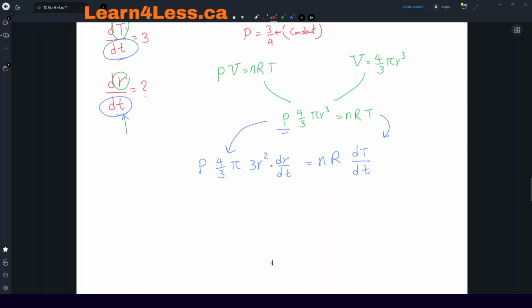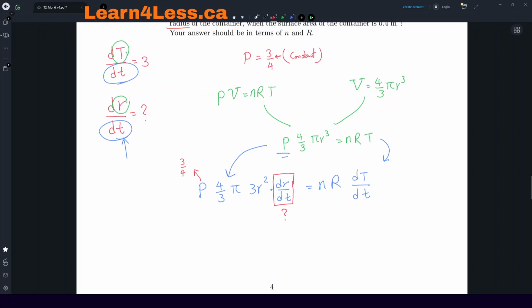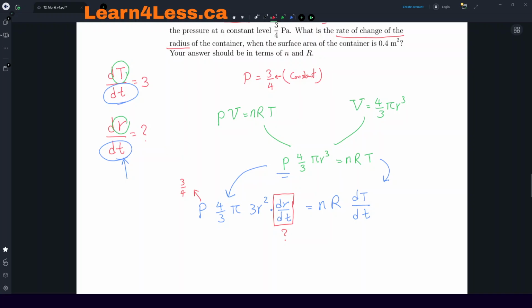Now I can use the values that I have. So let's see what values I know. I know P is 3 over 4. Perfect. I know 4 over 3 is constant, pi is constant. Everything here is okay. This is unknown, which it is supposed to be, because this is what I'm looking for. And on the right-hand side, n and r are unknown, but they said at the end your answer should be in terms of n and r, so it's okay to have them in the final answer. And dT over dt is also given to us, which is just 3. The only thing that I don't know right now is this r.